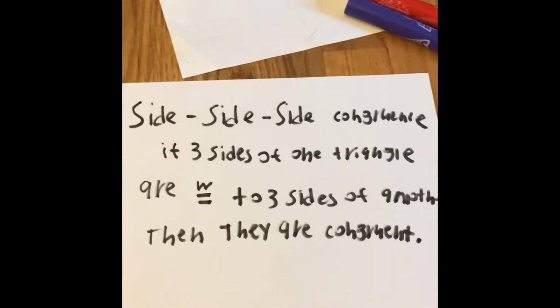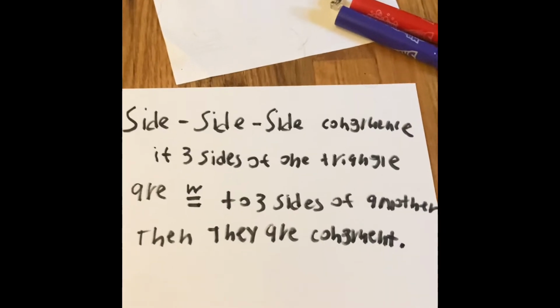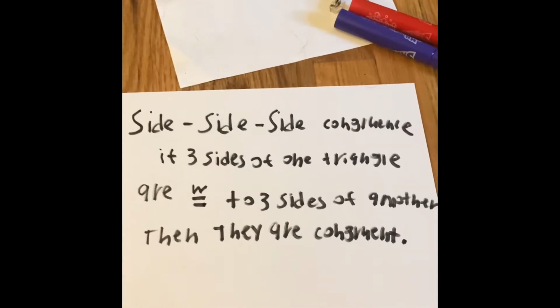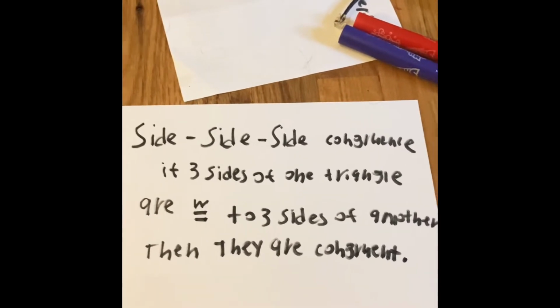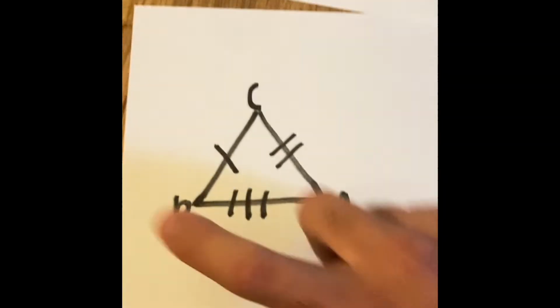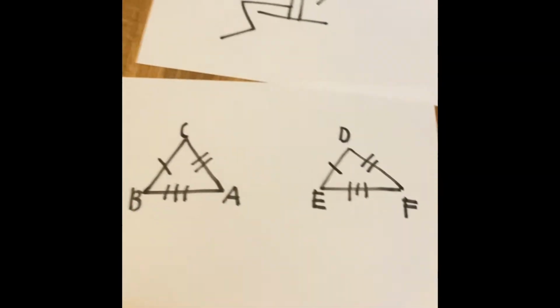So the first one is side, side, side. If 3 sides of a triangle are congruent to 3 sides of another triangle, then both of the triangles are congruent. Here's an example. We have triangle BCA and triangle EDF. What can we say about these triangles?